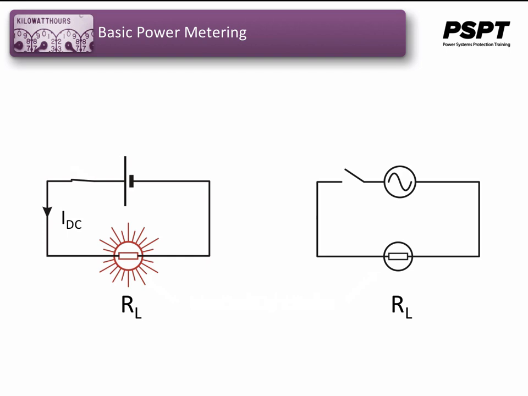When we close the switch on the DC circuit, the bulb will light with an intensity that is dependent on the resistance, R sub L, of the light and the DC current.